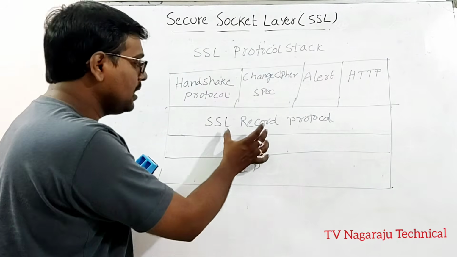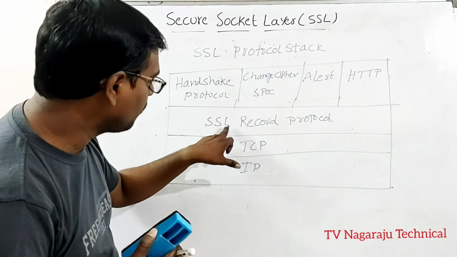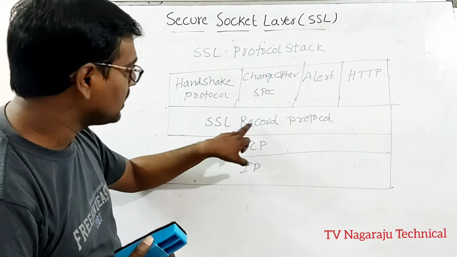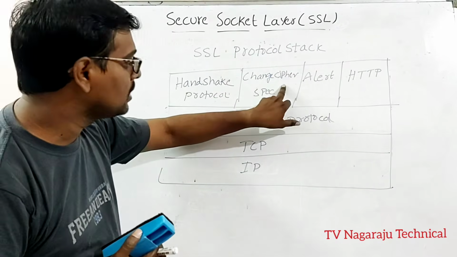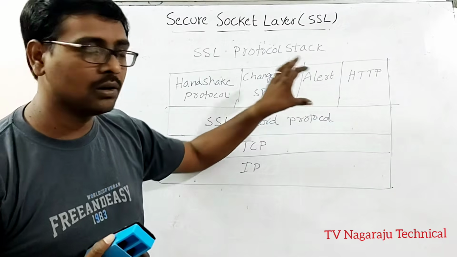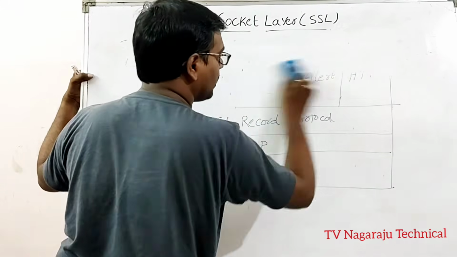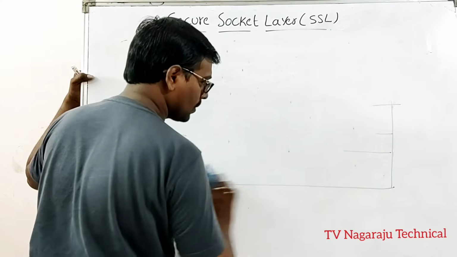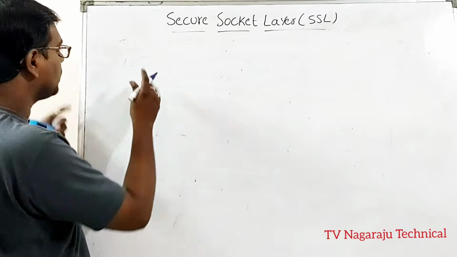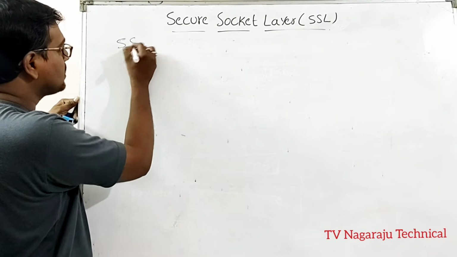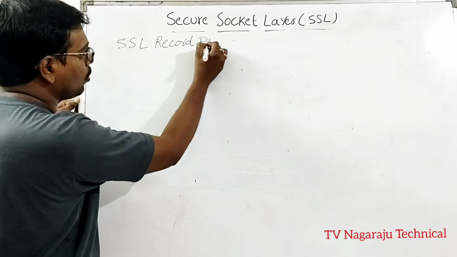Now I will explain each and every protocol in detail. So what are the four protocols you need to write? SSL Record protocol, Handshake protocol, Cipher Spec and Alert. Coming to each protocol in detail, it's a very simple topic. The first one is the SSL Record protocol.